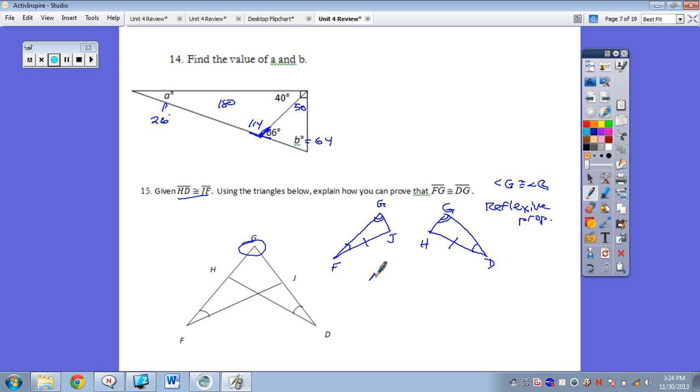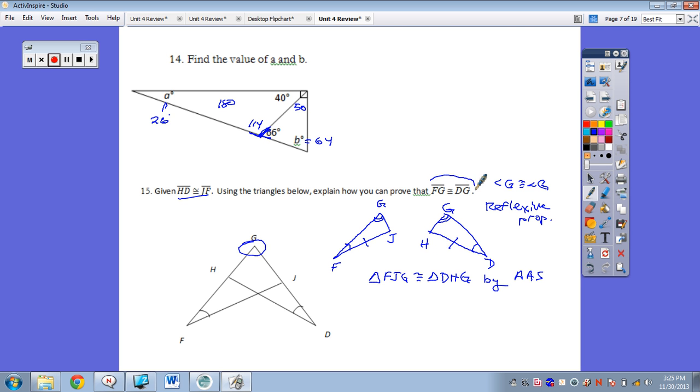I now know that triangle FJG is congruent to triangle DHG by, I have two angles and a side, and the side is not in between the two angles, so they're congruent by angle, angle, side. Okay, so now I know that this triangle and this triangle, everything is congruent.